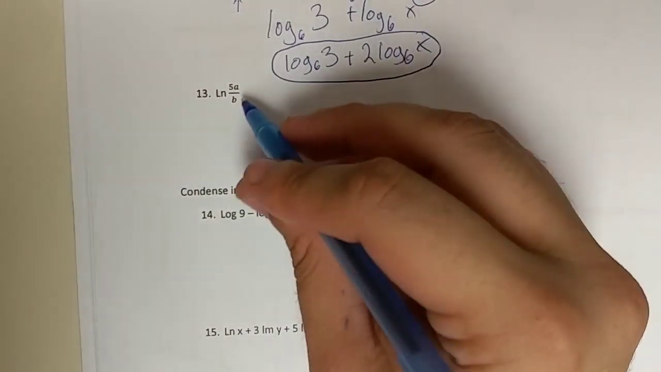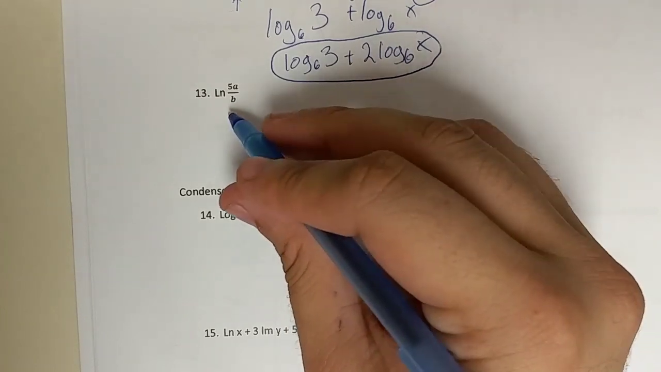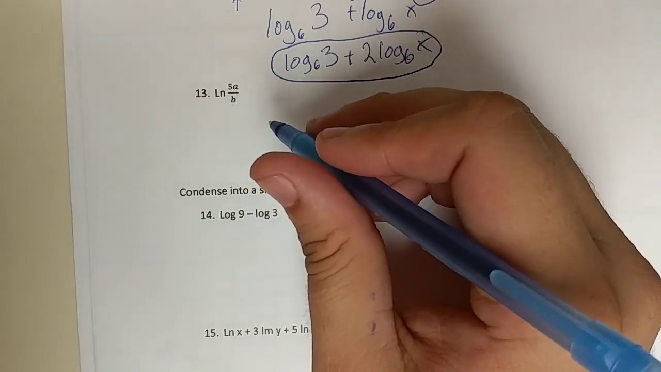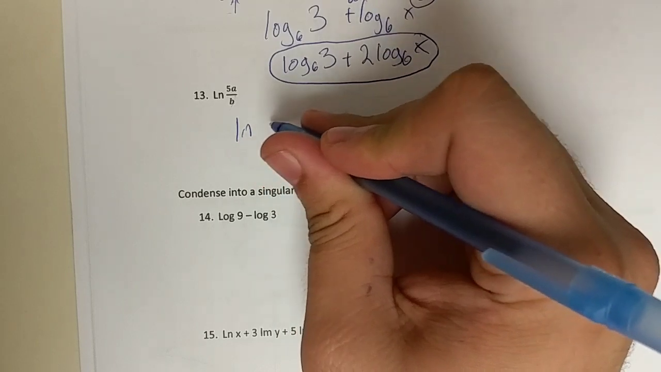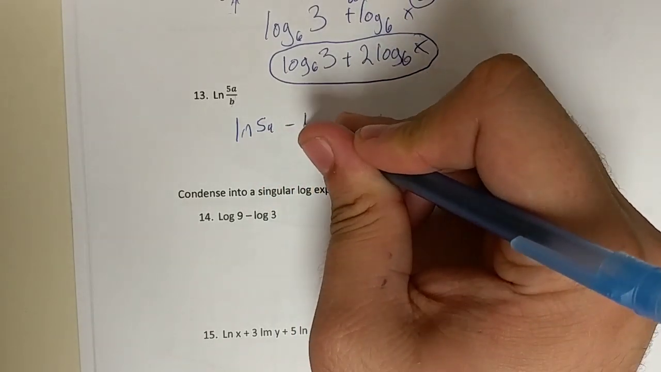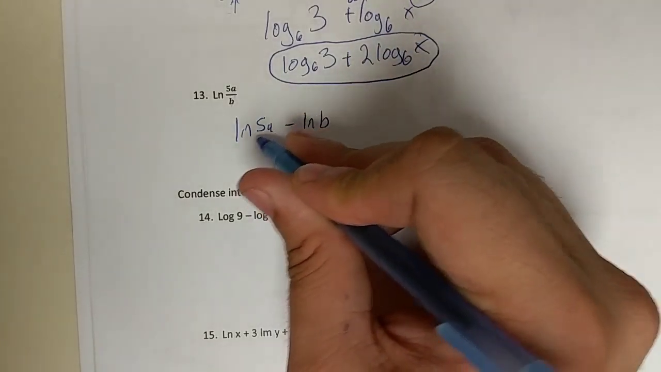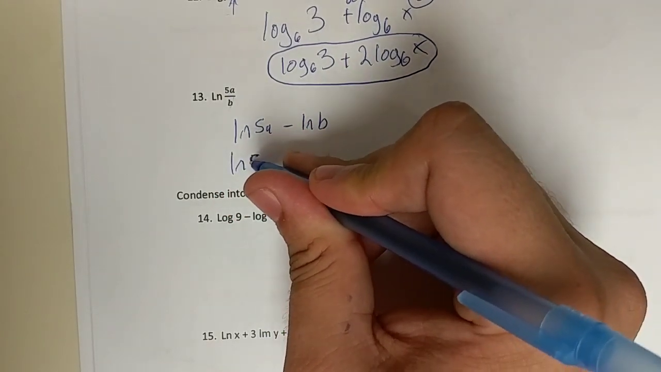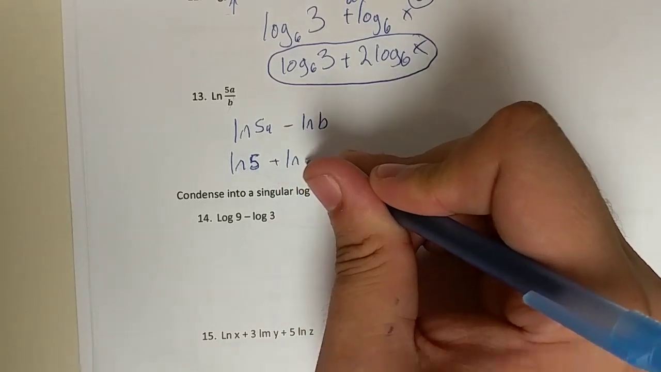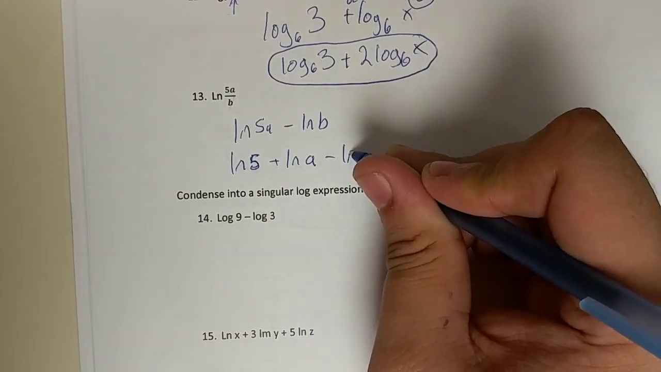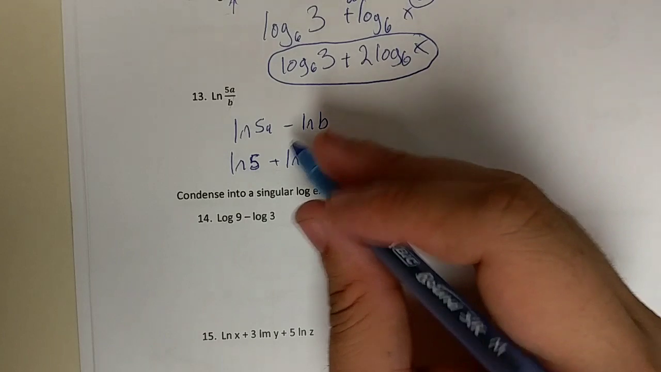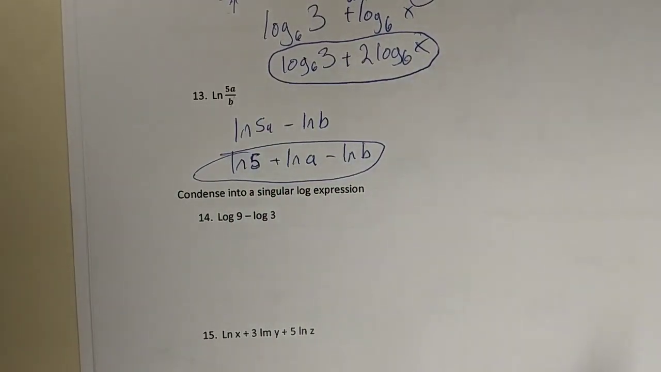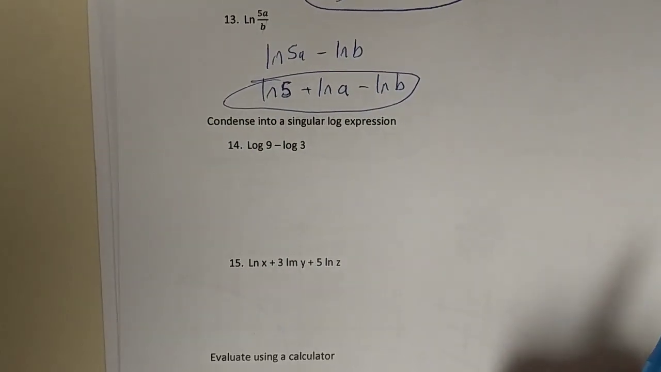All right. Next one is going to be ln of 5a divided by b. When you see a division, it's like a subtraction. So ln of 5a minus ln of b. And this is a multiplication, so it's like adding. Ln of 5 plus ln of a minus ln of b. And circle that, and you're good. Sweet. Let's go to the next one.